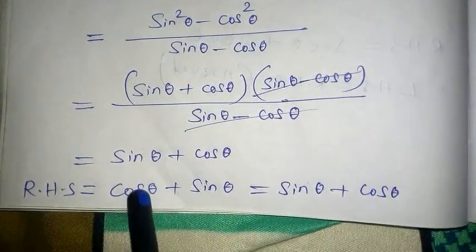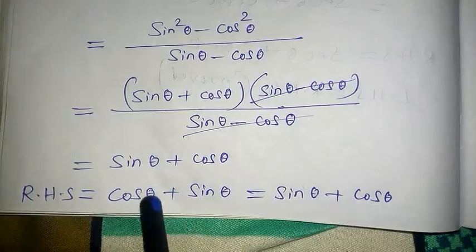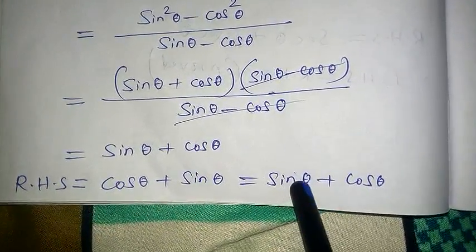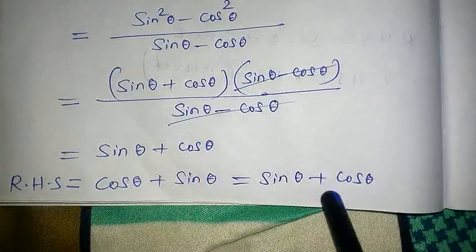But our RHS is cos theta plus sin theta. But when there is plus, the meaning is same. I can change it also to sin theta plus cos theta. Now LHS equal to RHS, proved.